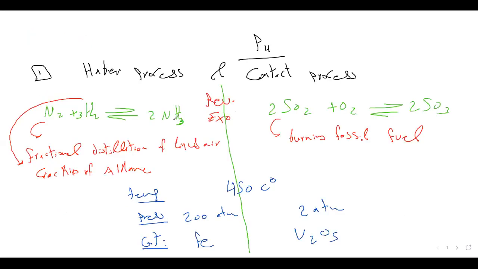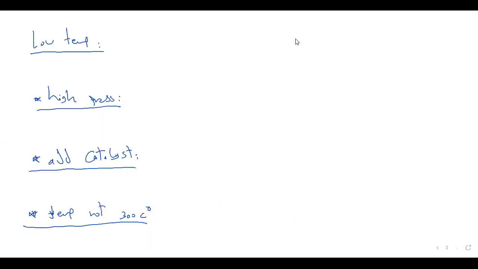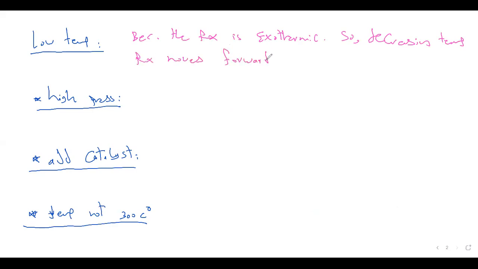At the beginning, low temperature, because the reaction is exothermic. So by decreasing temperature, the reaction moves forward and more yield is produced.